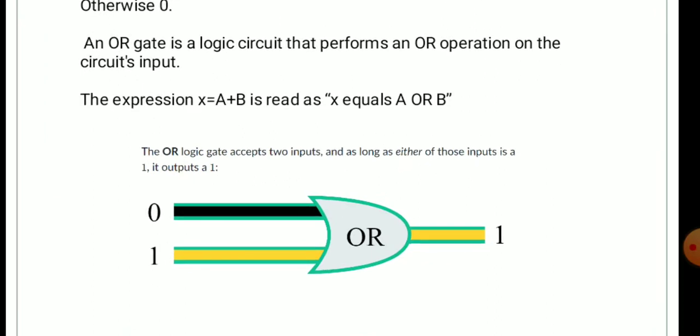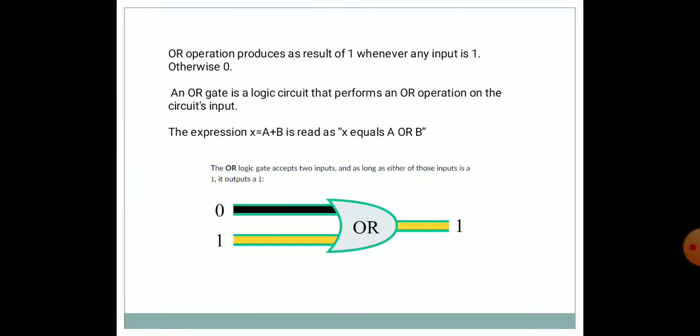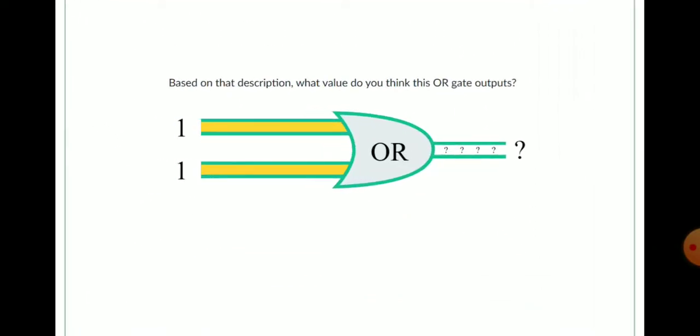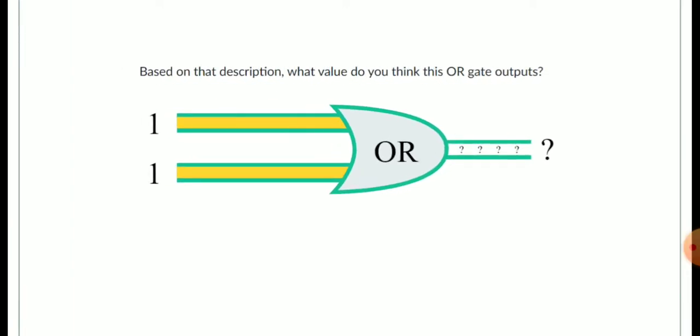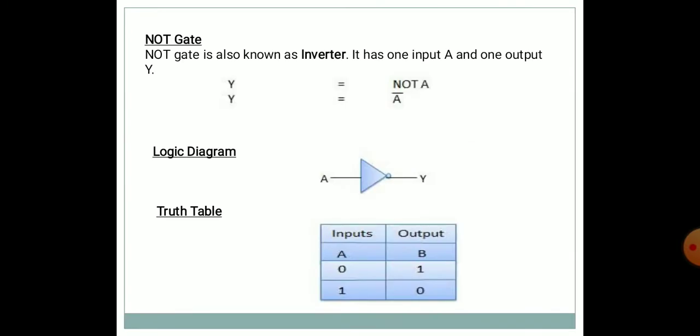So as we have said earlier, the OR logic gate accepts two inputs, and as long as either of those inputs is a 1, its output will also become 1. And based on that, can you say what will be the value of this OR gate when both the input values are 1? What will be our output if both A and B values are 1? Of course, it will be a 1 value.